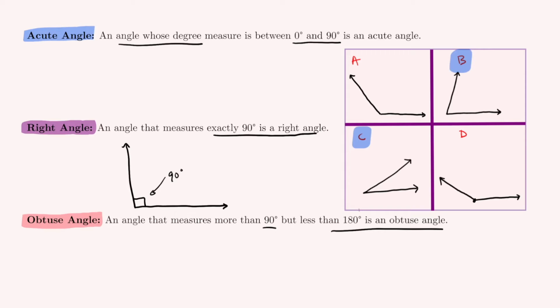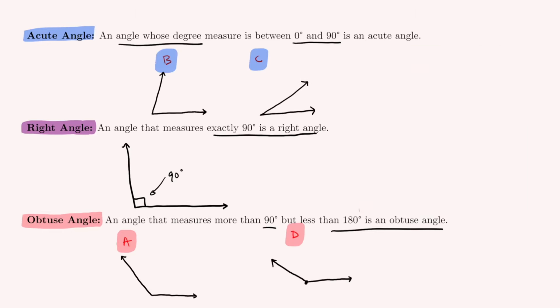Angle B and C are acute angles, and angle A and D are obtuse angles. Let's draw these angles underneath the definition so we have these as a reference in our notes.